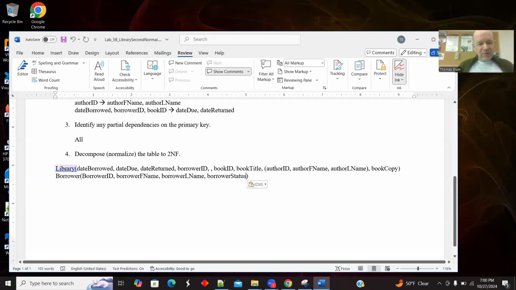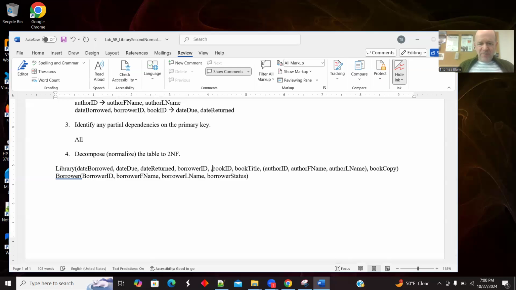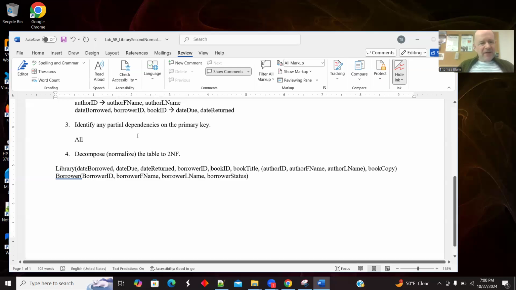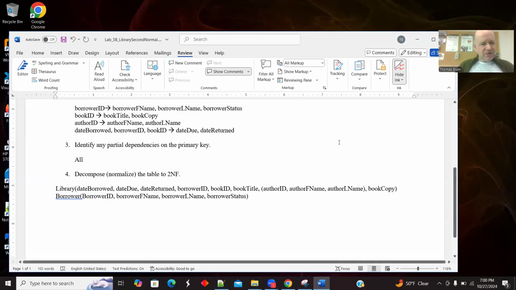So I pulled out of the table, I kept the borrower ID in the table for my relationships, but I also pulled it out and then pulled out the fields that depended on it, the first name, the last name, and the status. So that took care of that.